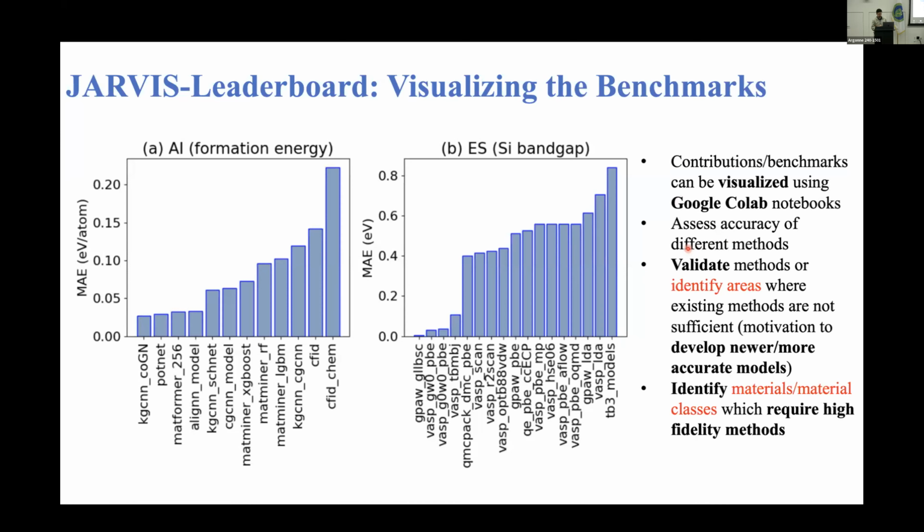And this allows us to sort of validate methods or identify areas where existing methods are not sufficient. So maybe this will motivate us to develop newer methods or use more accurate models. And it could also identify materials or material classes which require these higher fidelity methods as well.